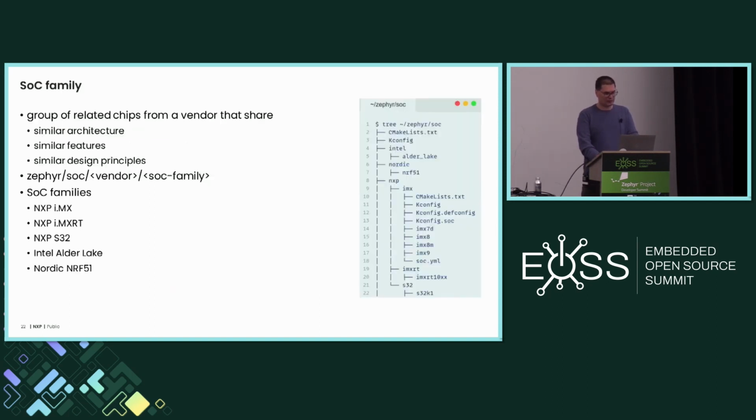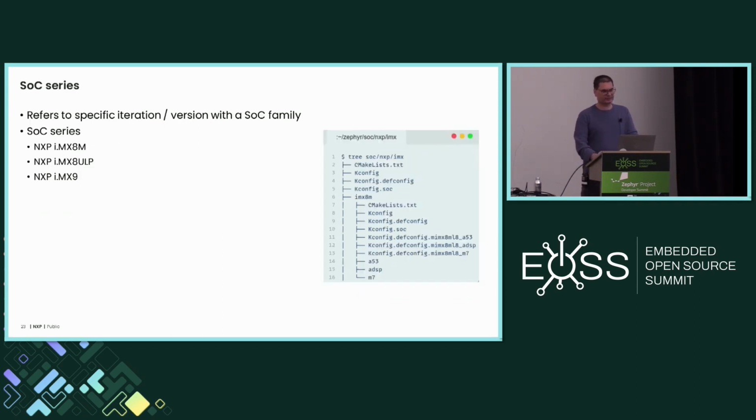Now, we'll have a look at the family. As I said, the family is a group of related chips from a vendor that share some similarities, like features, architecture, design principles. The implementation files can be found in SoC vendor SoC family, and here we have some families from NXP, like the I.MX, RT, and S32, and also look at our neighbors, Intel and Nordic, they have some families there. Now we go and look at the series. So inside the family, we can have multiple related SoCs, and the series here for an I.MX can be 8M, 8ULP, the new 9 family, right?